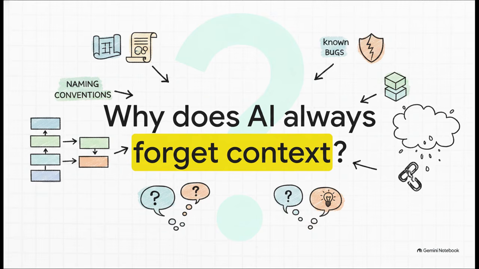You sit down, you open up your AI coding assistant or chat client, and you literally spend the first hour just teaching the AI about your system. You're pasting in architecture designs, naming conventions, known bugs, deployment rules, and the AI gets it. It's brilliant. But then you switch AI clients, or the session times out, or the underlying model changes. And poof, all of that incredibly hard-earned project context just vanishes. You're completely back to square one.